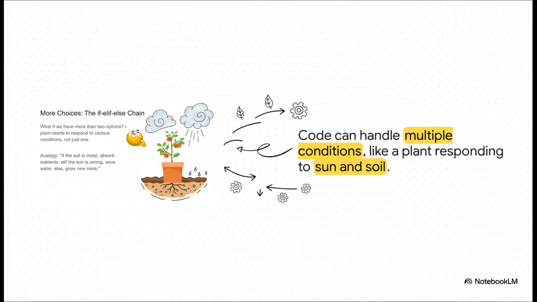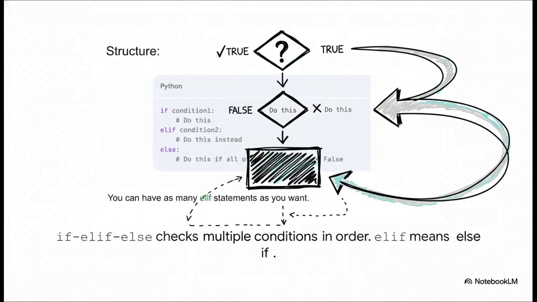Its logic is actually a sequence. If the soil is moist, great, absorb nutrients. Else if the sun is way too strong, okay, conserve water. Else, as a last resort, maybe grow some new roots. It's a whole chain of decisions. And that is exactly what if-elif-else does. Elif is just a short, handy way of writing else if.